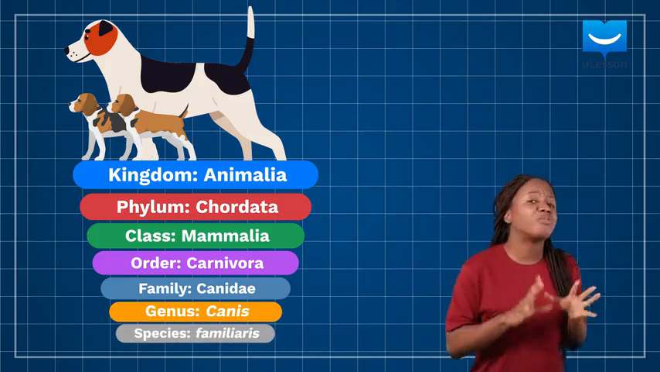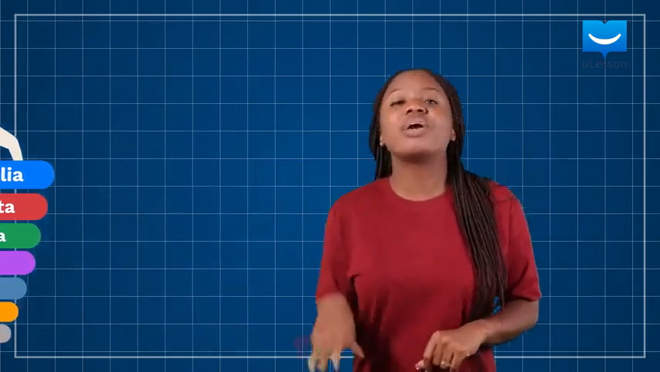Let's do a quick recap of what we've learned. We have learned how living things are classified based on the 7 hierarchical classification system. Let's list them out again. Kingdom, phylum, class, order, family, genus, and species.